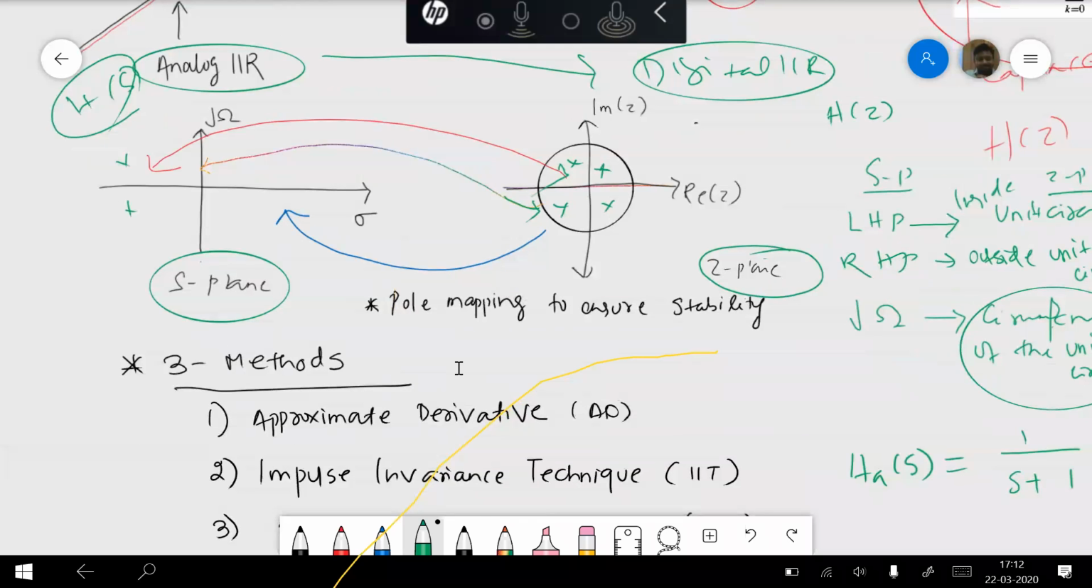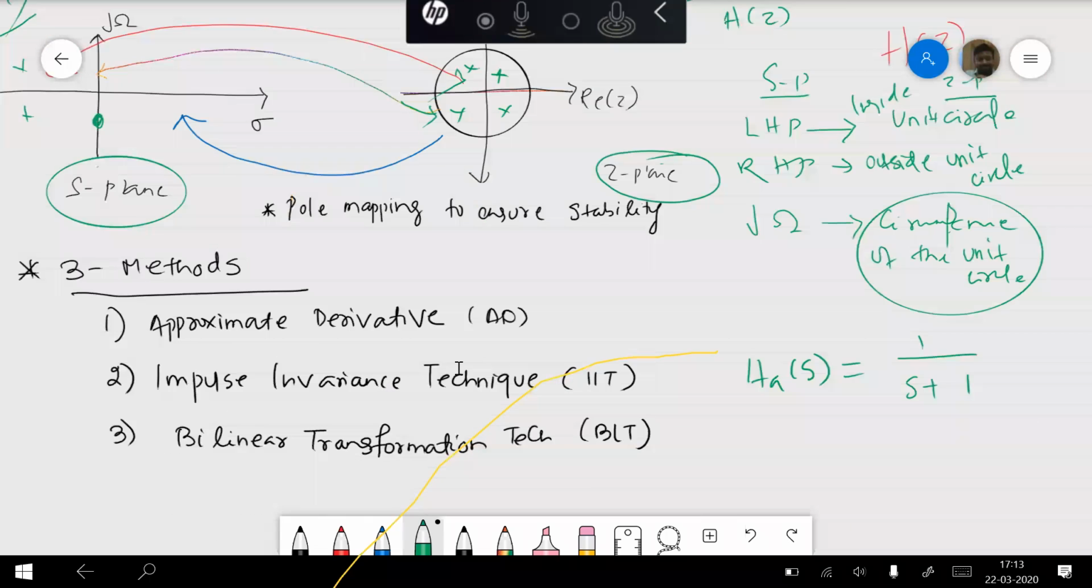Basically, in this mapping, this circular part represents the Z plane and this part represents the S plane. While converting analog to digital IIR, the left half of the S plane maps to inside the unit circle, the right half must map to outside the unit circle, and this j omega axis must map on the perimeter of the unit circle in the Z plane. If all these three points are satisfied, then only we can say that we have successfully converted an analog IIR to a digital IIR, or a stable analog IIR to a stable digital IIR.